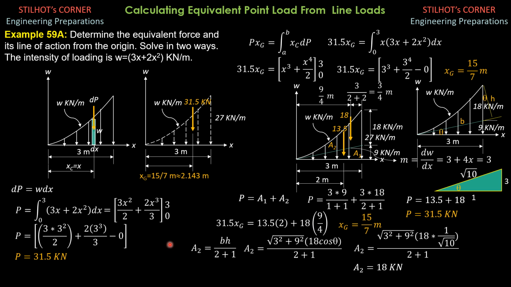So that's also 31.5, which is the same value when we evaluate the area by integration. And again, you can always apply integral calculus to compute for that equivalent concentrated load as well as for the location of the centroid. Now, I apply Varignon's theorem for computing xg.